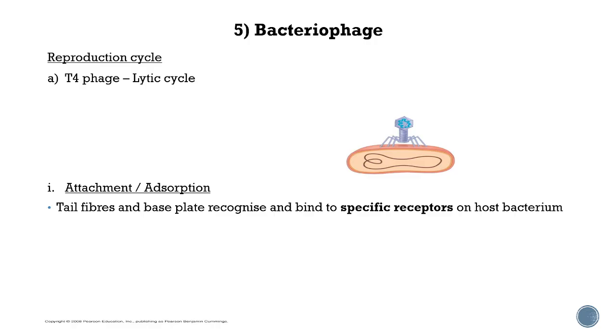The attachment is through the tail fibers and the base plate of the virus, which will recognize and bind to receptors found on the surface of the host bacterial cell. This recognition and binding, of course, is through complementary shape and charge between the proteins of the tail fibers and base plate, with the specific receptor proteins on the host bacterial cells.